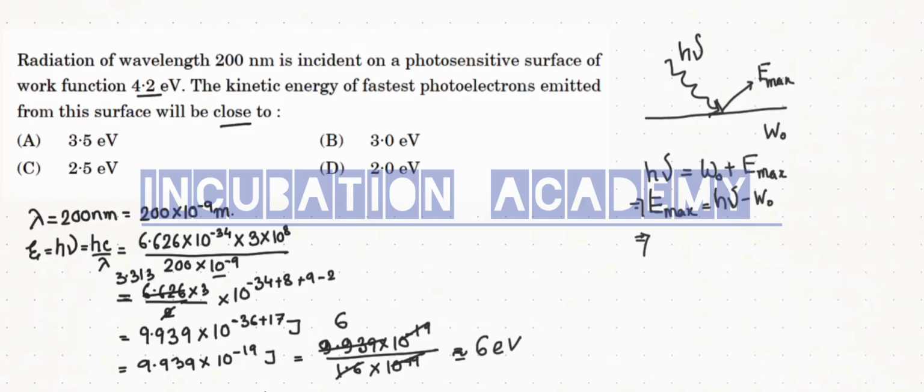So E max, the maximum kinetic energy of the photoelectron, equals h nu, which is about 6, the energy of the photon, minus the work function 4.2. It is a little bit more than 6, so if I subtract it, it becomes about 1.8. So it is very close to 2. Since it is a little more than 6, 6.2 minus 4.2 is approximately 1.9, very close to 2.